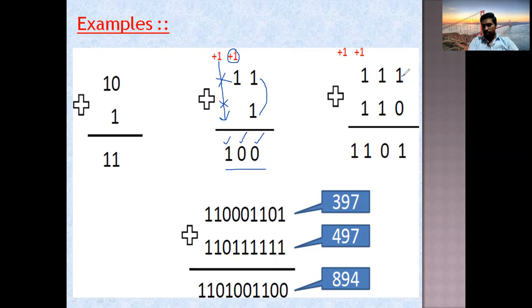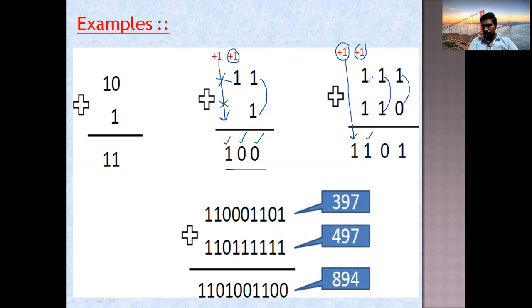See here, 1 plus 0 is 1. No carry will be there, so no need to add to the next column. 1 plus 1 is 0. Here you will get carry. So add that carry here. I added carry here. Now you have 3 ones in a column. 1 plus 1 plus 1. You will get 1 as the answer. And again you will get carry. Directly take that carry into the answer. This is the direct carry.